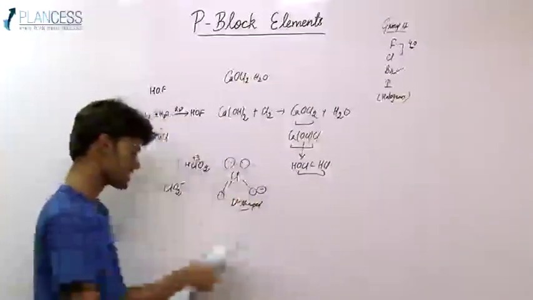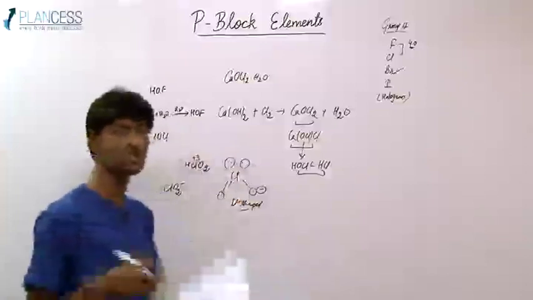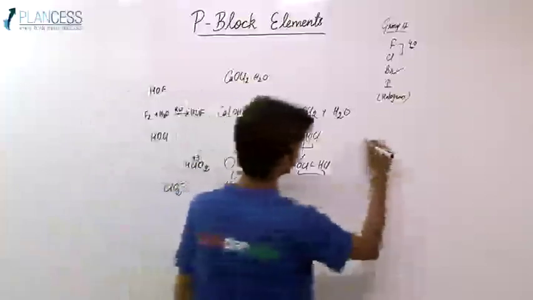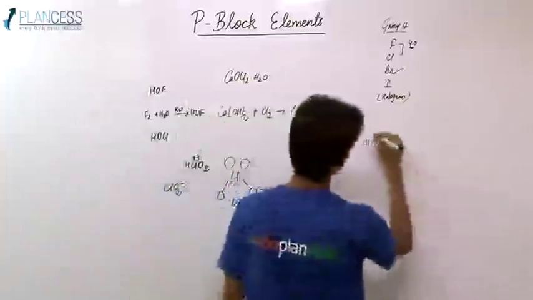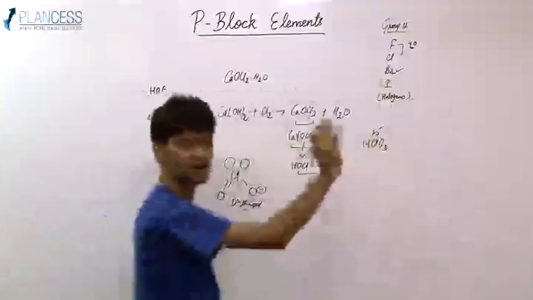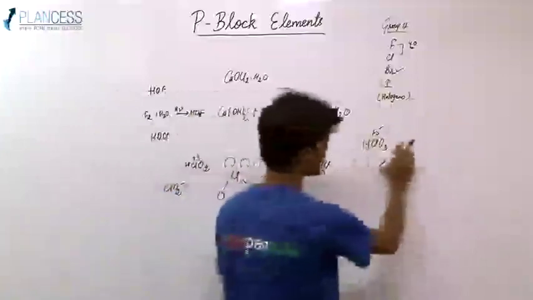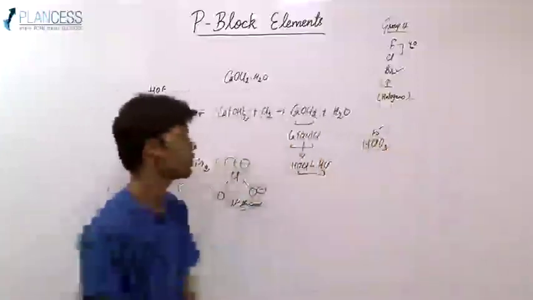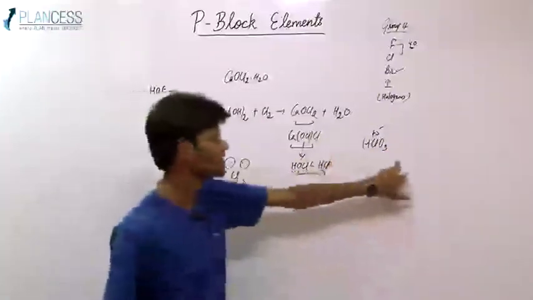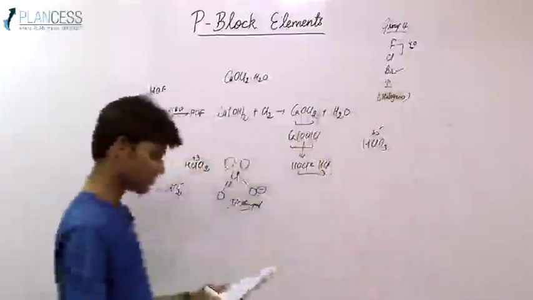The next is HClO3. HClO3 can act as an oxidizing agent as well as a reducing agent because it is in an intermediate state. HClO3 is in the plus 5 oxidation state; it can get oxidized to plus 7 and also get reduced up to minus 1 oxidation state. So it can act as both an oxidizing agent and a reducing agent. However, it will act as a reducing agent only in case there is a very powerful oxidizing agent.